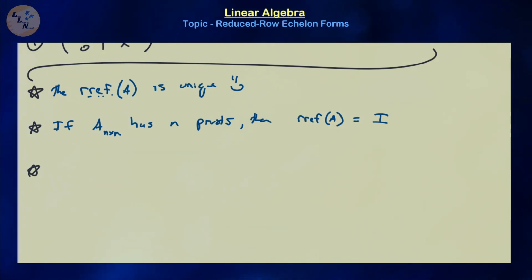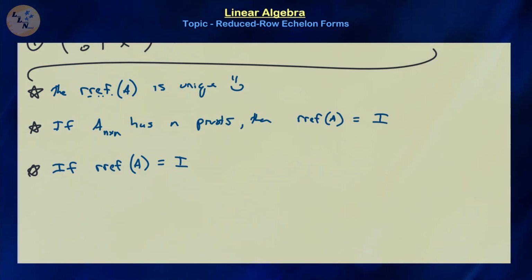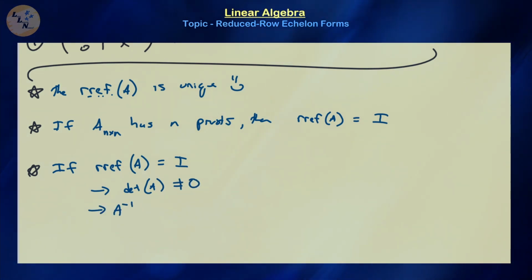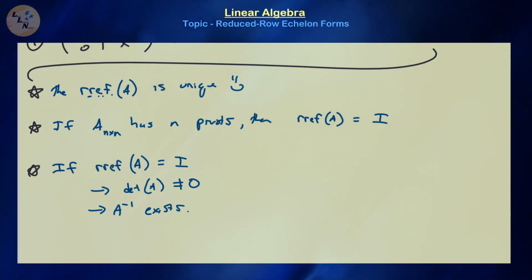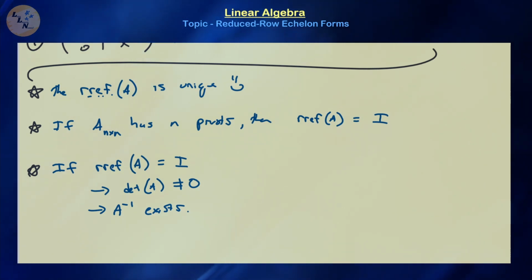Now that theorem ties into this next sequence of thoughts. If the reduced row-echelon form of the matrix is equal to the identity, and hence it has n pivots, then the determinant of A, one can show, is not equal to 0, and also one should be able to show that the inverse of that matrix exists, right? So now we have several different things tying into each other, and that's very, very useful.